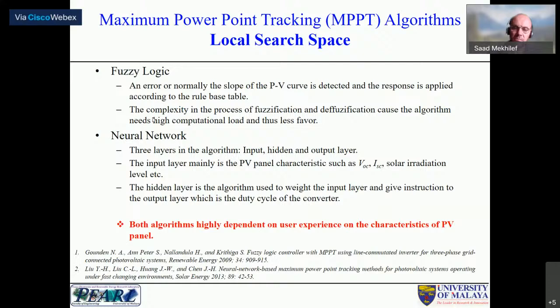We have the fuzzy logic. I think most of you maybe know about it. It's based on rules, and based on these rules, we derive, from the voltage and current, the duty cycle which is supplied to the converter and transformer.